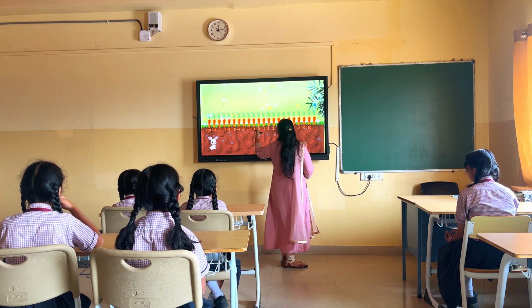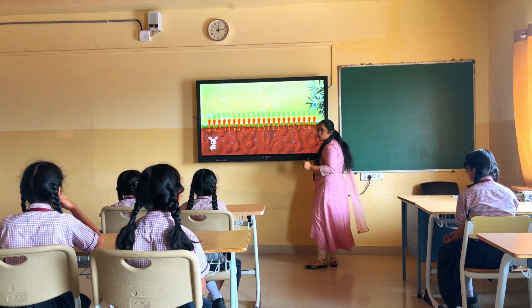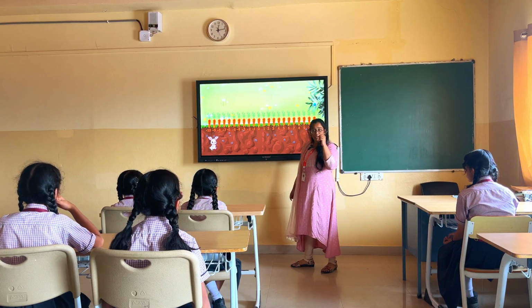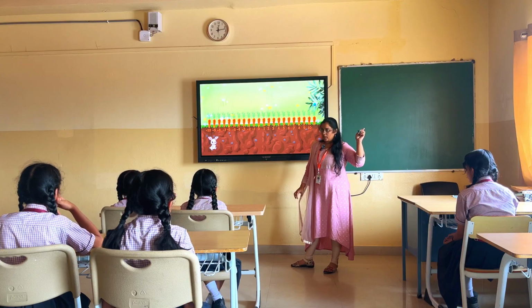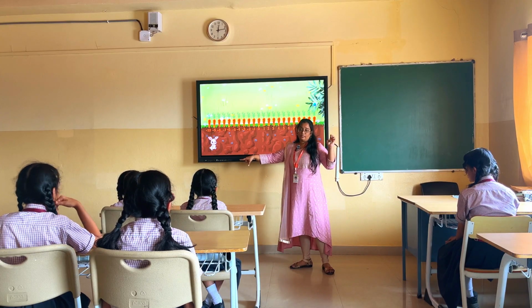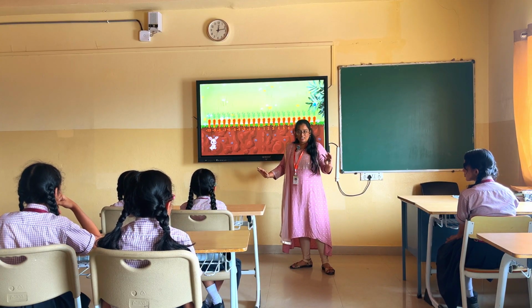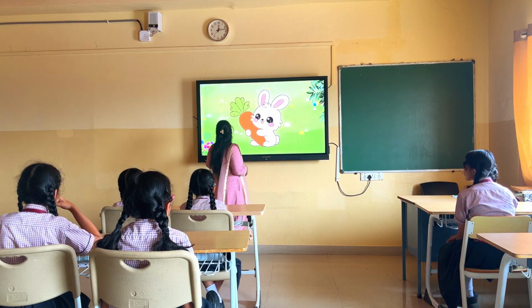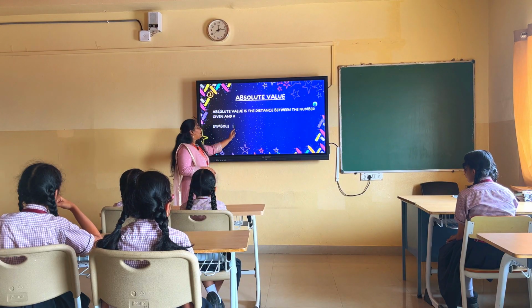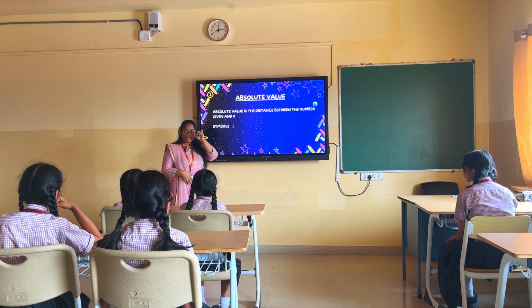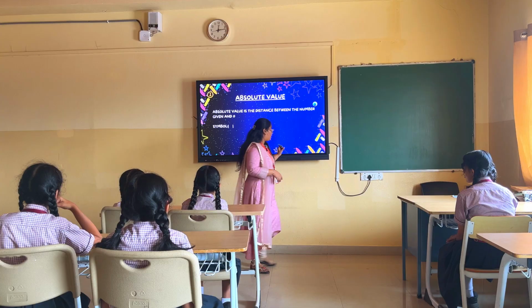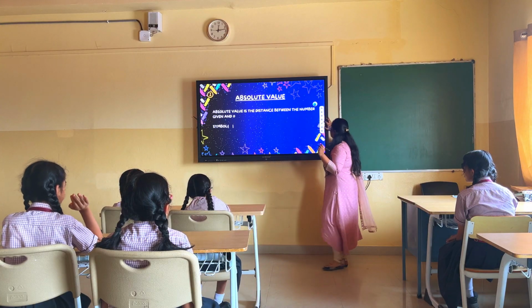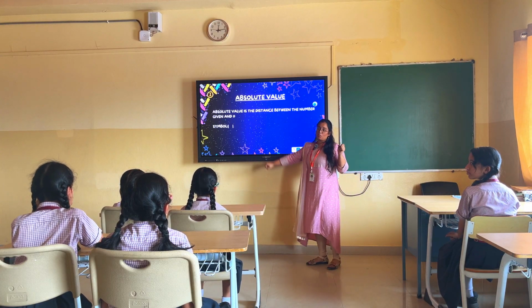For example, if it goes from 0 to 100, how many hops will it take? 100. If it goes to minus 100, it is still 100. It does not change. It won't have a negative number. And this is the symbol of absolute value, 2 dashes. That is what we call mod.